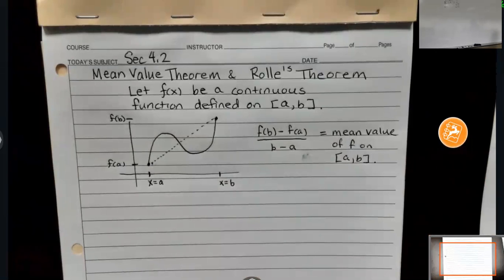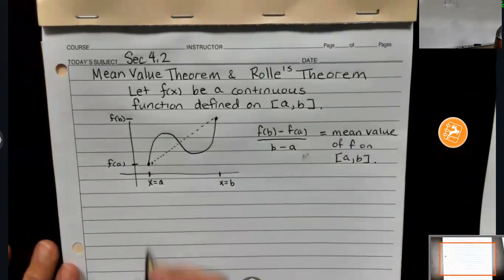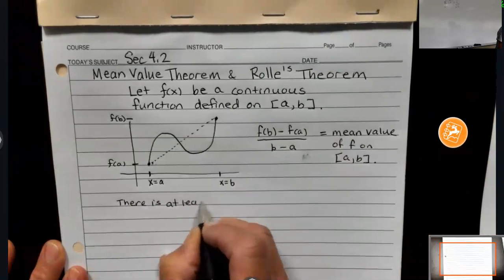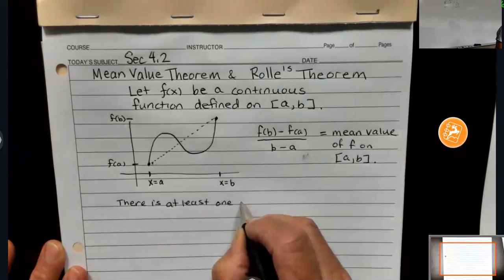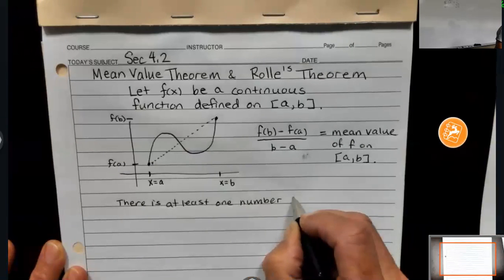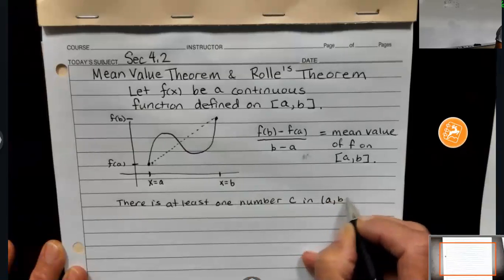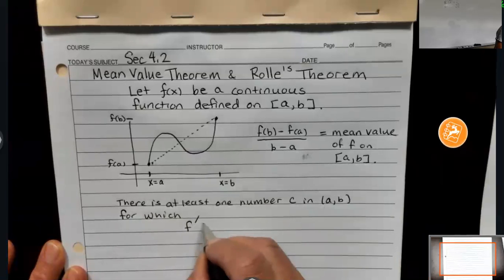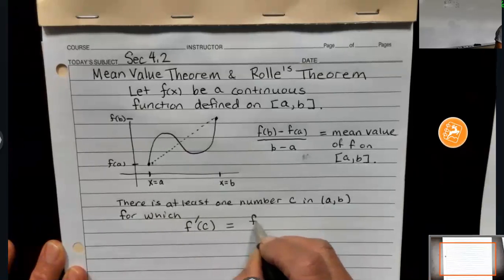The mean value theorem says that for this particular function, there is at least one number, c, between a and b, at which the slope of the tangent line is the same as that mean value. There is at least one number, c, in the interval ab, for which the slope of the tangent line is equal to that mean value.